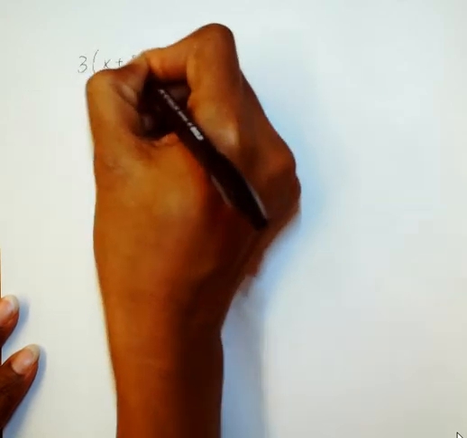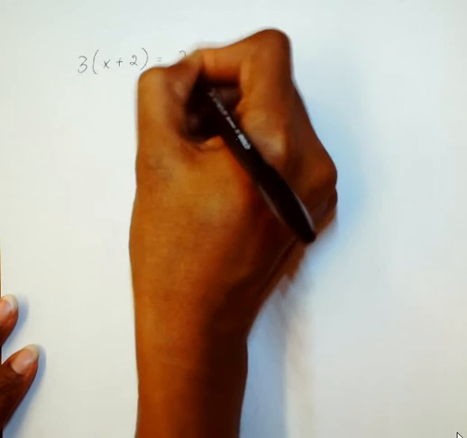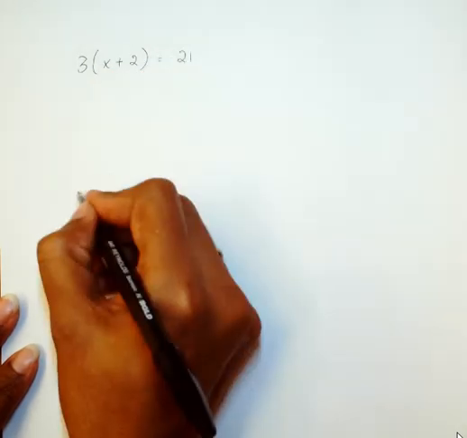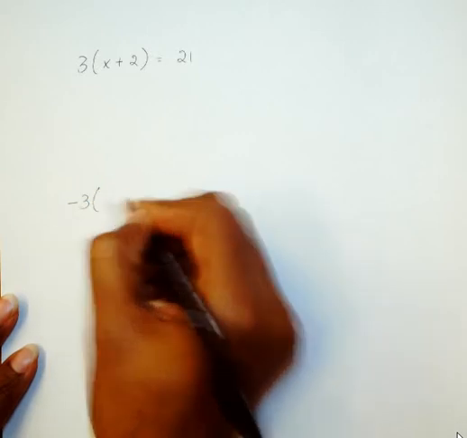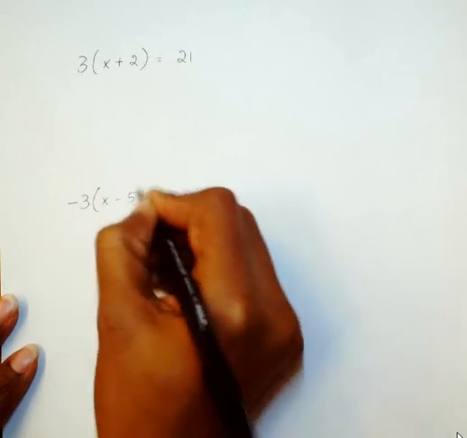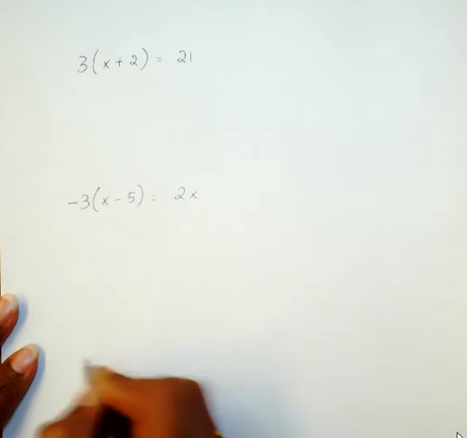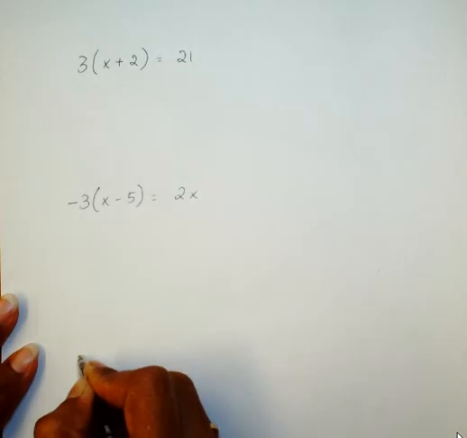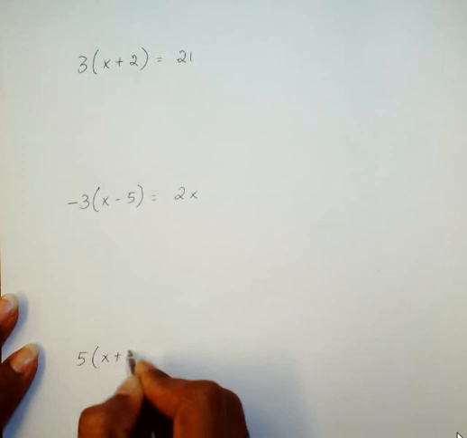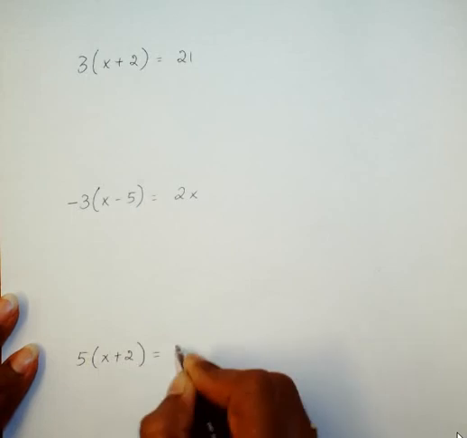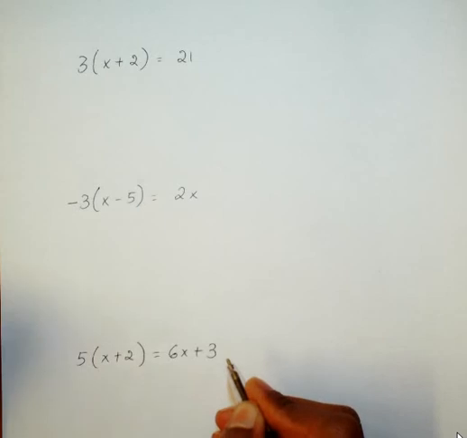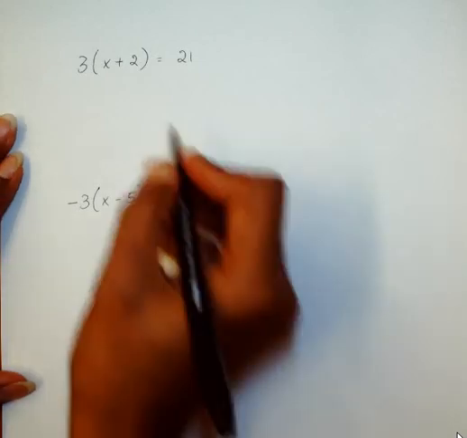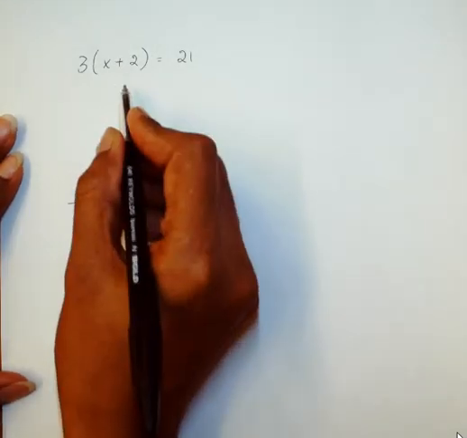3 times x plus 2 equal to 21. I'm going to leave some space to write the next equation. And we have 3 times x minus 5 equal to 2x. And then the third one is 5 times x plus 2 equal to 6x plus 3. So if we have these three equations, let's try and solve the first one first. So we have 3 times x plus 2 equal to 21.